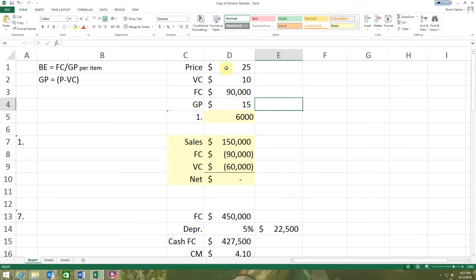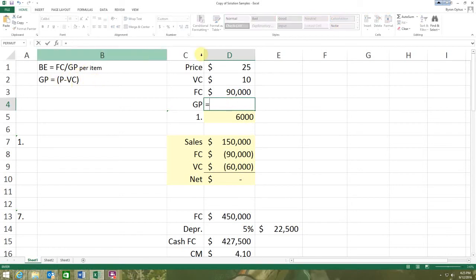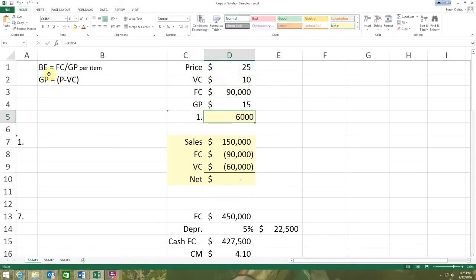So in my story, I have a price of $25, a variable cost of $10 per item, and a fixed cost of $90,000. Well, my gross profit, using my handy formula over there, is simply my price minus my variable cost. So my break-even point in units is simply my fixed cost divided by my gross profit, just like I have in that formula. So it's equal to my fixed cost divided by my gross profit per item. So I have to make 6,000 units in order to break even.